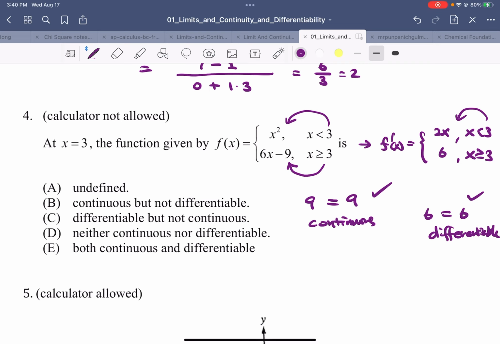Okay, and then also if it's not continuous, then you don't have to check differentiability. If it's not continuous at that point, then it's automatically not differentiable. Okay, remember that. So this case is E, both continuous and differentiable at x equals 3.